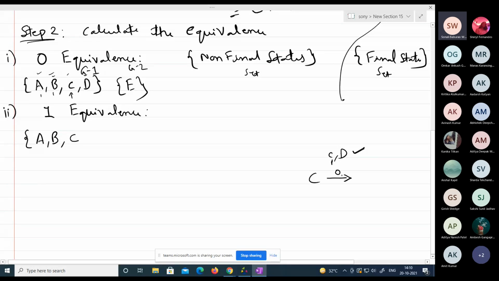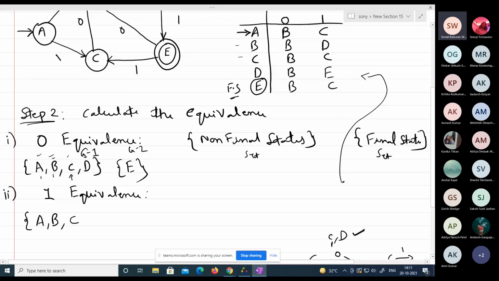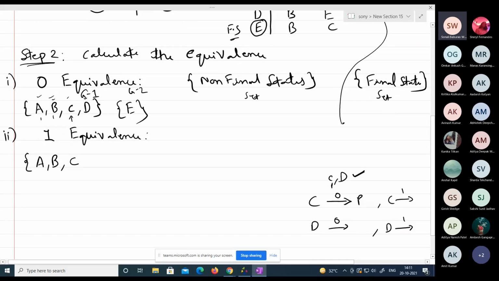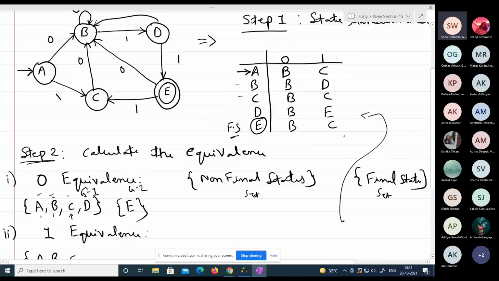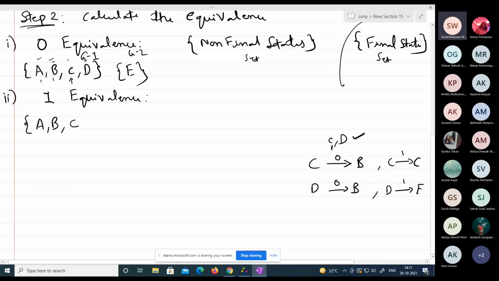C on 0 will give me what? And C gives 1 to what? And D gives 0 to which state? And D gives 1 to which state? Tell me. C0, C1. BC. Okay, I'll write BC. Similarly, over here, for D, I'll write BE. Okay, I have got B and E. Is this clear? Yes, ma'am.